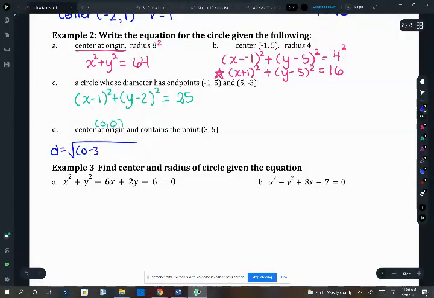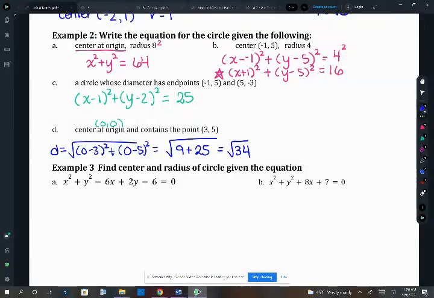and I'm going to go 0 minus 3 squared plus 0 minus 5 squared, which is going to give us 3 squared, which is 9, plus 5 squared, which is 25, which gives us the square root of 34. And that's my distance, or my length from the origin to the point. So if it's from the origin to the point, that's really your radius value. Okay, so this is really the same thing as our radius in this case.